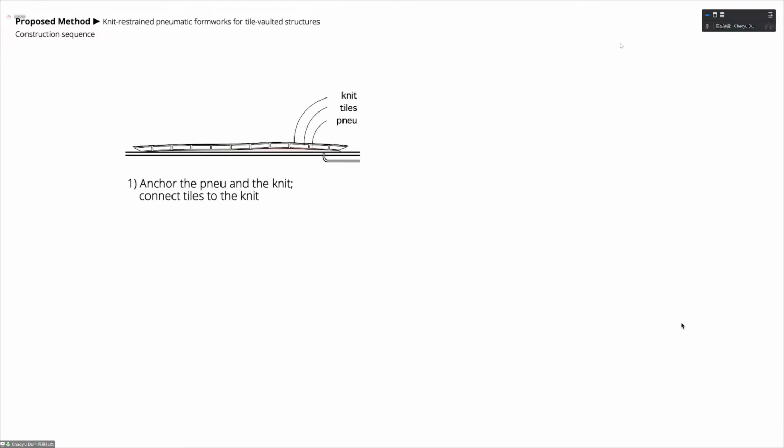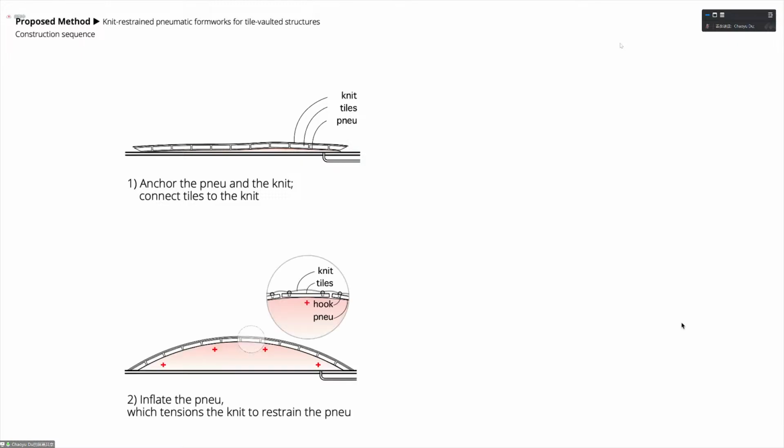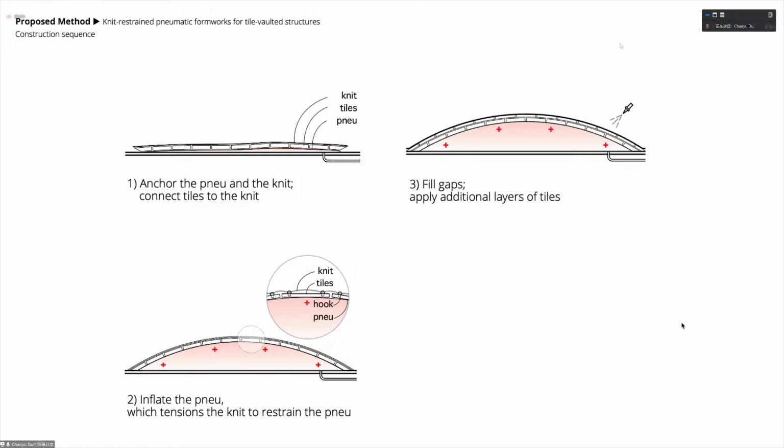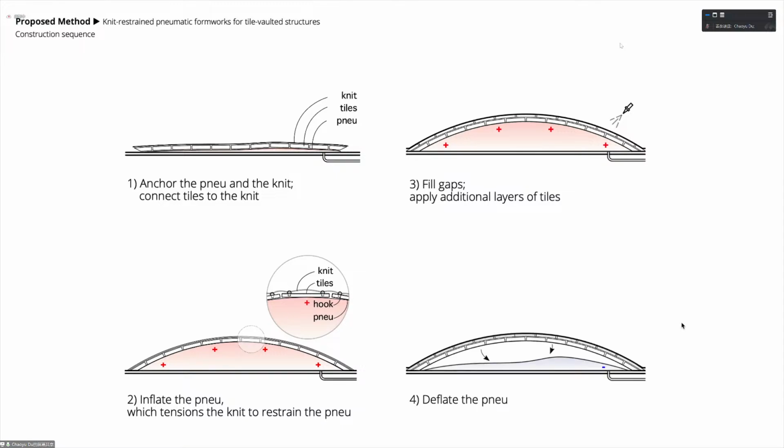So this is how the system works. During construction, the knit-connected tiles can be laid flat and anchored on the ground. And they are inflated. The knit is tensioned and restrains the pneumatic. Then the gaps are filled, and after the first layer is finished, we can add more layers on top using humans or robots. And afterwards, the pneumatic can be deflated and reused.